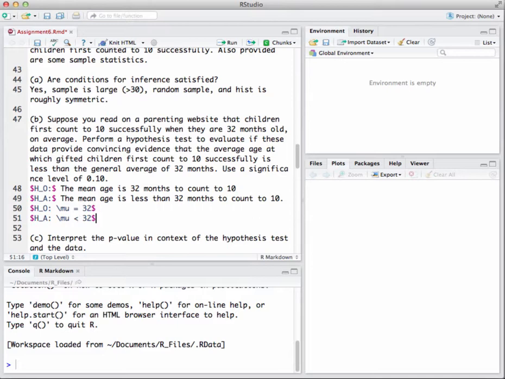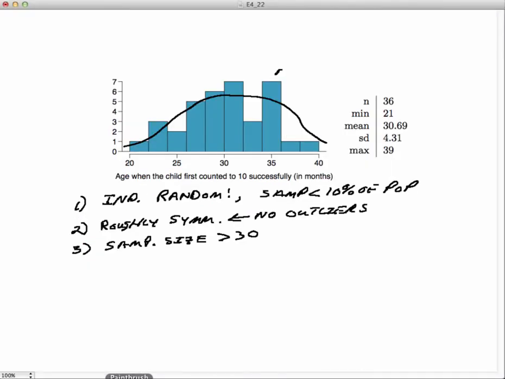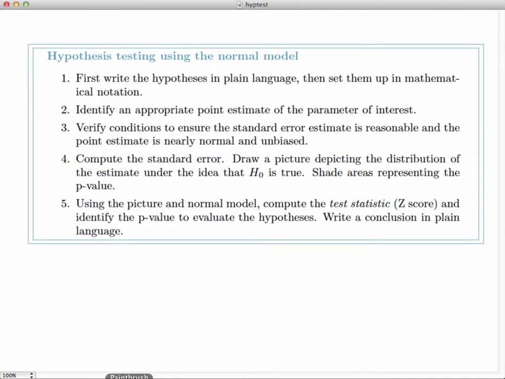Now that's always part one of any hypothesis test. Let's go back for just a second. I'm going to make a little list as we're going through here of things we need to be sure we're covering as we go through hypothesis testing. So the textbook gives us this: hypothesis testing using the normal model. First step is to write down the hypotheses in plain language, then set them up in mathematical notation. Well, hey, we did that. So we can check that off. Okay, boom, did that.